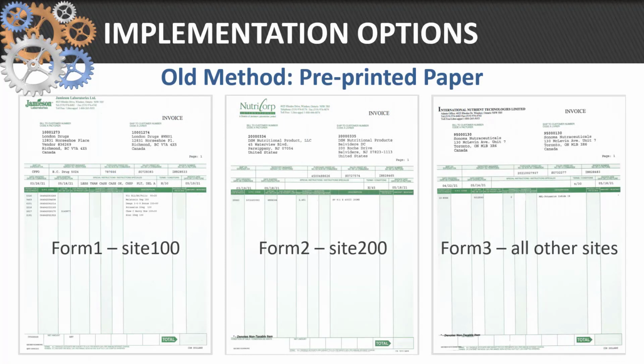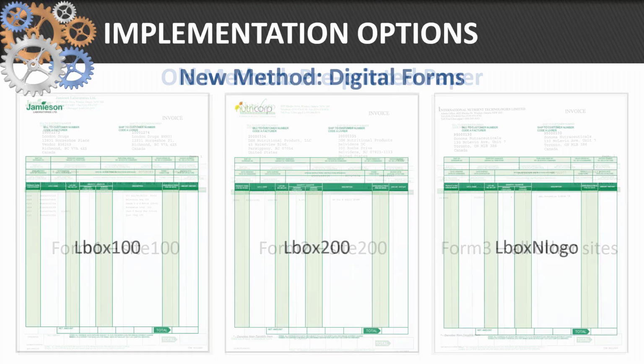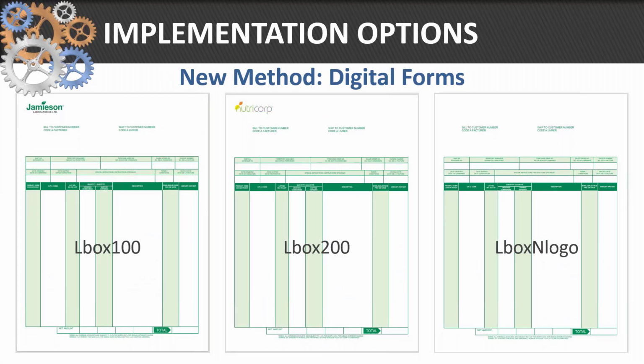We used pre-printed paper at Jamieson, and we had 3 forms. Form 1 was for customer site 200 with a Jamieson logo. Then Form 2 was for site 200 with the NutriCorp logo, and Form 3 was a form with no logo, with address information only, for all other customers different than site 100 and 200. Based on invoice samples that we provided to 32Soft, digital forms were generated.